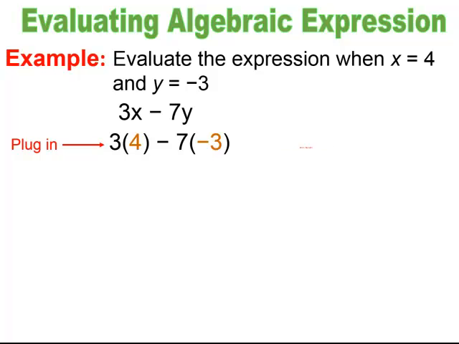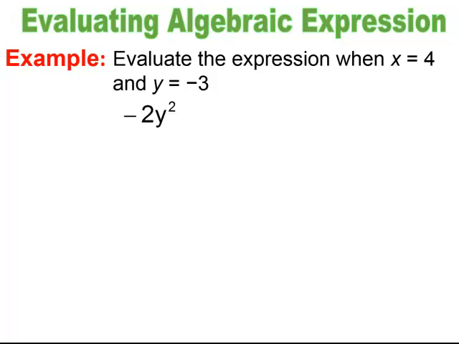So now this is where the order of operations comes into play, and I have to do, in this case, the multiplication first before I can do the addition or subtraction. So I'm going to multiply the 3 times 4, which will be 12, and then I have a negative 7 times a negative 3, which is going to make that plus 21. So now I have addition and subtraction, so I add 12 to 21, and my solution here would be 33. So this is evaluation.